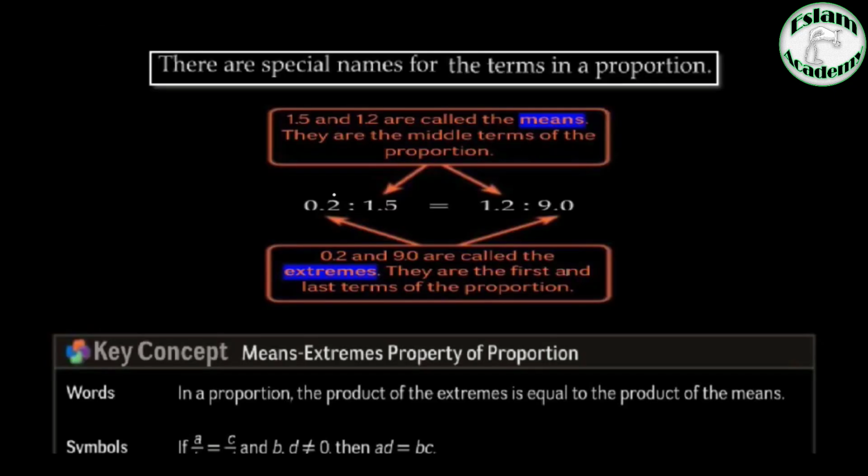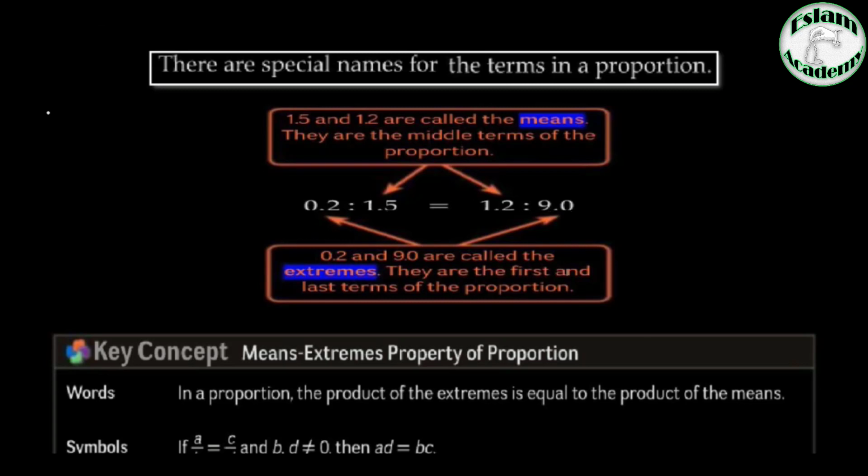The second part of our lesson today is the proportion. What is the meaning of the proportion? Proportion is the equality of two or more ratios. The first ratio is equal to the second ratio. For example, we can say that 0.2 to 1.5 is equal to 1.2 to 9.